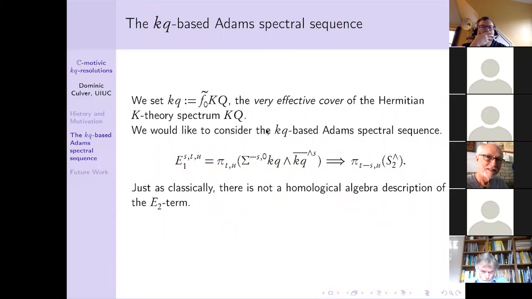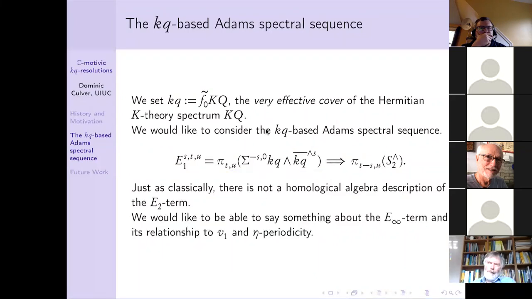This is what the spectral sequence looks like. This is what the E1 term is, and this is what the abutment is. Again, as classically, there's just no homological description of the E2 term. So you have to actually try and figure out how you're going to describe these groups.